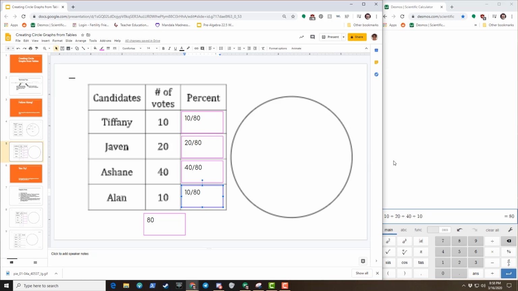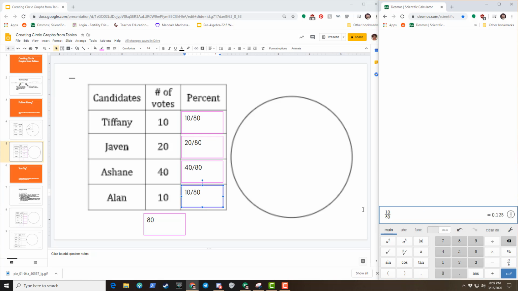Now we can use Desmos to find the percentages. Now typically when we do fractions, decimals, and percents, we are not allowed to use Desmos, but when we're doing circle graphs, we can. So first we turn the fraction into a decimal by dividing. So we do 10 divided by 80, and we get 0.125. To turn that into a percent, we just move the decimal point 2 places to the right, and we get 12.5%.